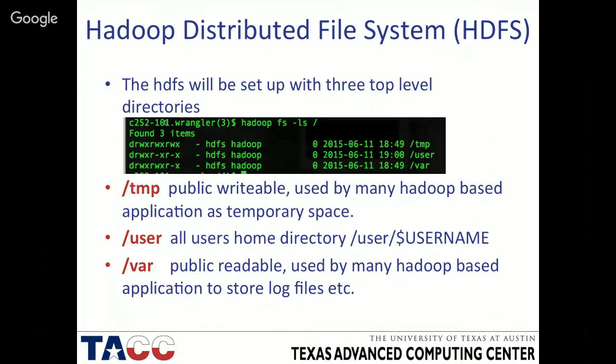So Hadoop has a Hadoop Distributed File System called HDFS. The HDFS by default has three directories inside it: /tmp, which is globally writable and you can put things there, and /user, where, if you have a user account set up in Hadoop, you should have a directory under /user.